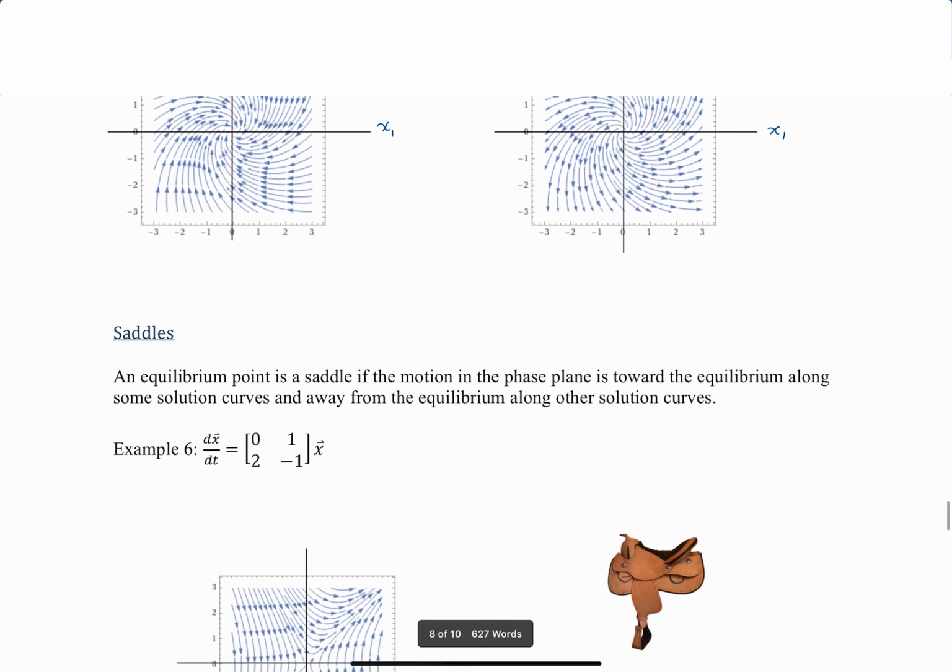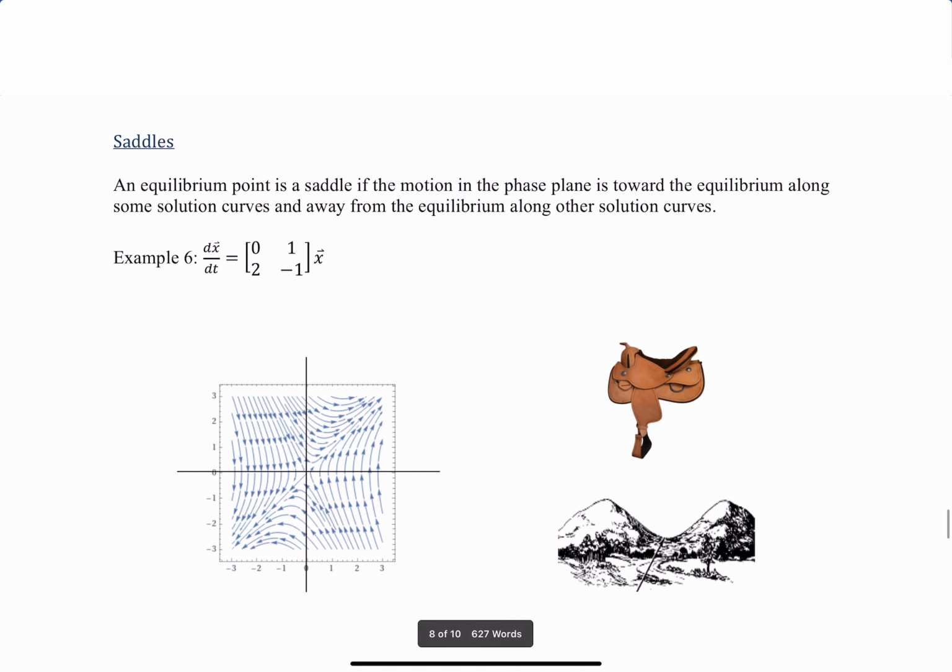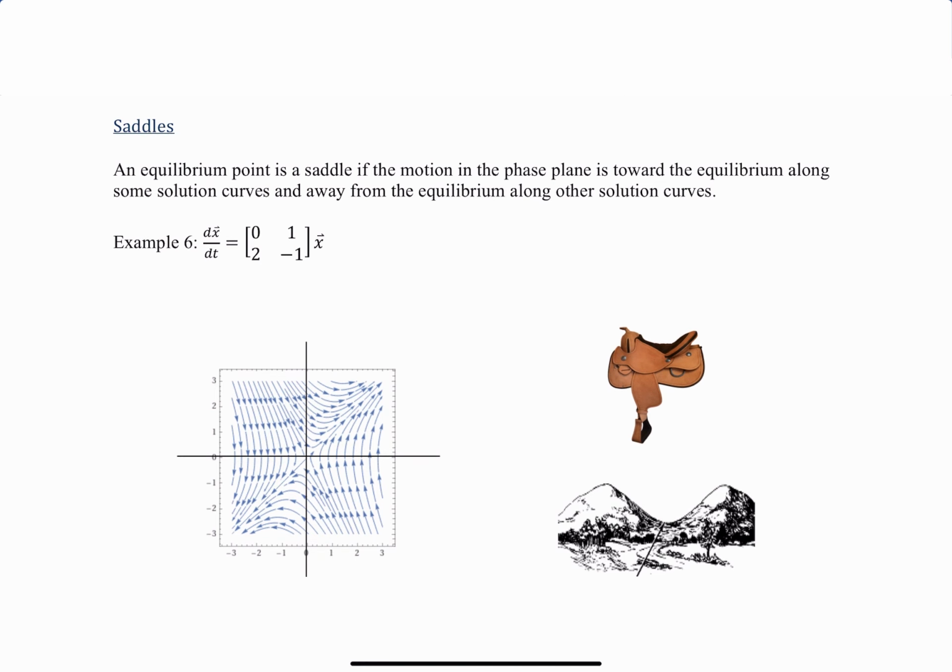Another type of equilibrium point is called a saddle. And an equilibrium point is a saddle if the motion in the phase plane is toward the equilibrium along some solution curves and away from the equilibrium along other solution curves. Notice that automatically means that these have to be unstable, because remember, an unstable equilibrium has some of the curves leading away from the equilibrium point.